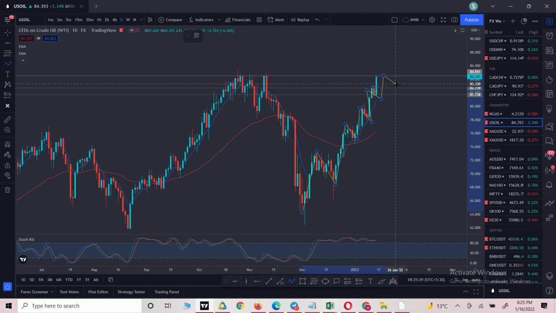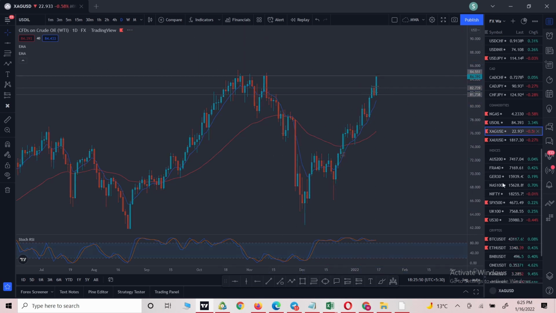So right now, guys, there are two possibilities. One possibility is price can come back to retest this recently broken zone and then give us a long trade, and the second possibility is price just directly gives us a break and close above this area. In that situation as well, we can wait for a retest of this recently broken zone to go long. So these are the two possibilities that I can see at the moment on US oil.